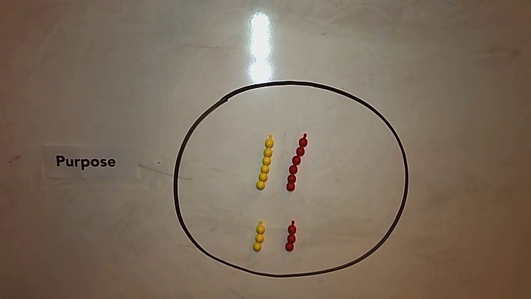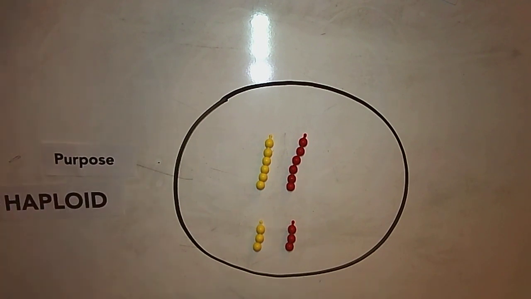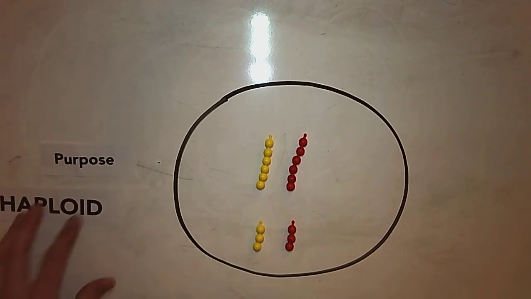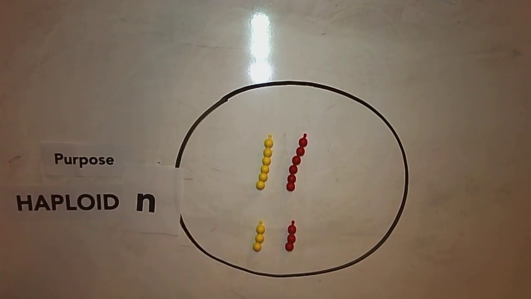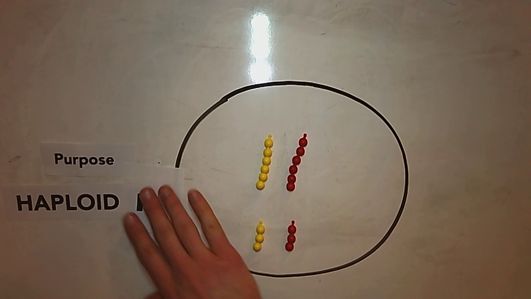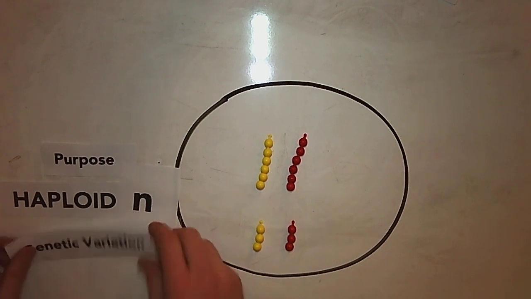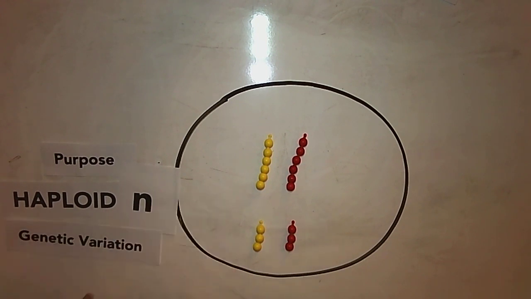So before we do this, let's just talk about the end goal, the purpose of this process, and that's to make these haploid cells, these gametes, these sex cells, which could either be sperm or egg cells. And not only do we want these cells to be haploid, we also want them to have genetic variation. That means that the cells that we get out of this, we want them to be completely genetically different to one another. We do not want them to be exactly the same like they are in mitosis.